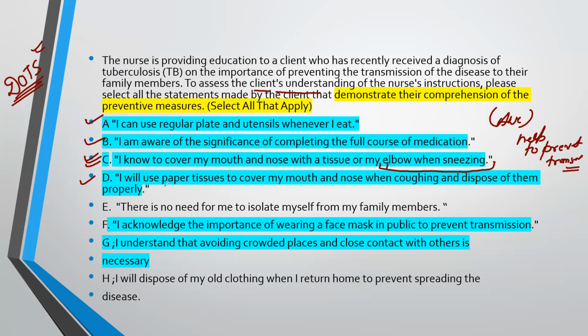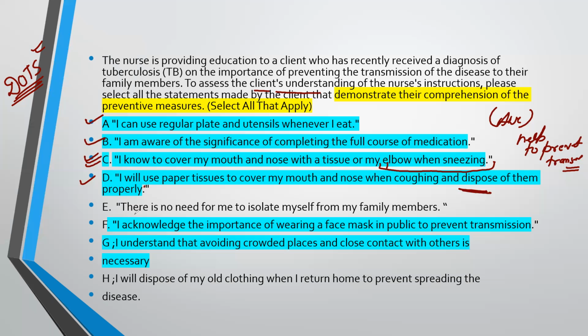Next option D, I will use a paper tissue to cover my mouth and nose when coughing and dispose of them properly. This is also the right understanding by the client from the RN, because as I have explained, air droplets are the main route of transmission of tuberculosis. So if he or she disposes of them properly, it can help to prevent the transmission.